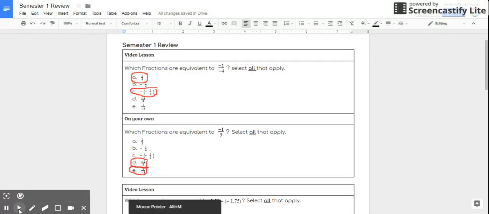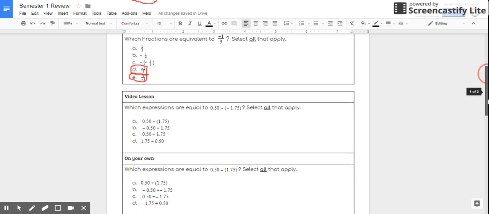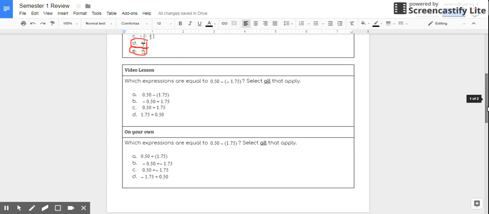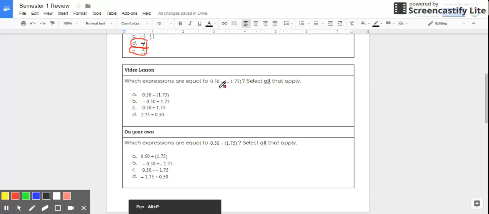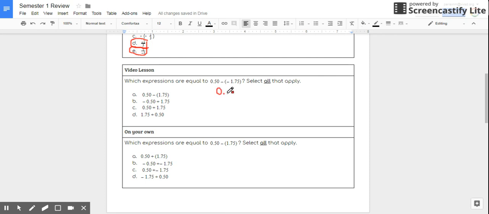Okay, moving on. Now we have which expressions are equal to 50 hundredths minus a -1 and 75 hundredths. Select all that apply. So what we want to do is change our subtraction to addition. So we need to take the opposite. So I'm going to just write this out as best as I can. So 0.50. We want to change it to addition, and we want to take the opposite of a -1.75, which is a positive 1.75.